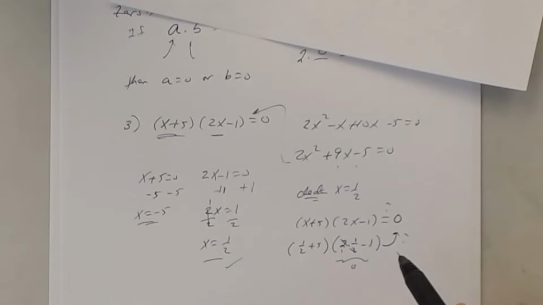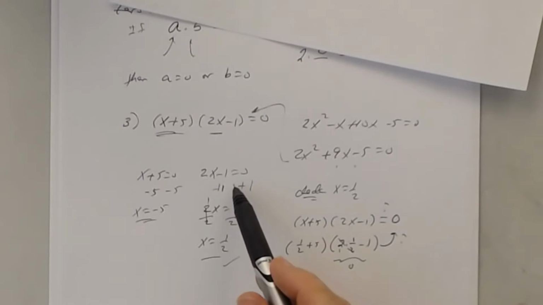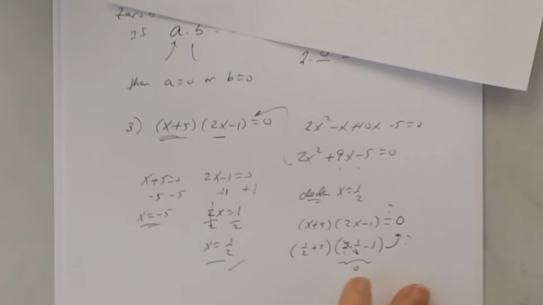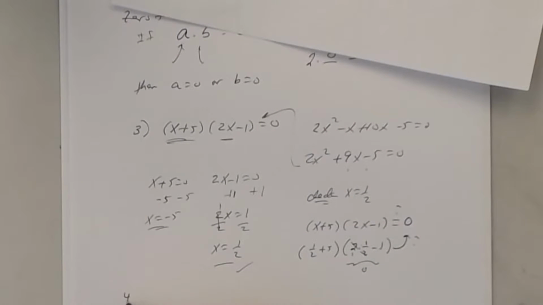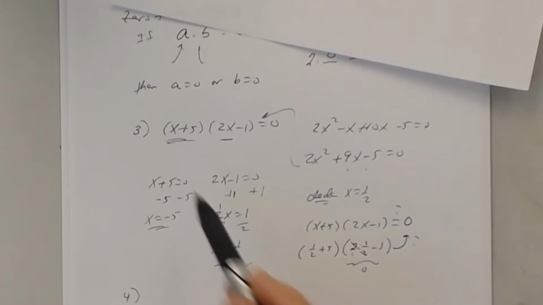Excuse me. How did you find the 1/2? I solved for x here. I added 1 to both sides, divide by 2. Solve this linear equation. Right? You get x by itself. Okay, so the first part is 0. X plus 5 is 0. You said each factor equal to 0. Yeah. And you solve the equation.